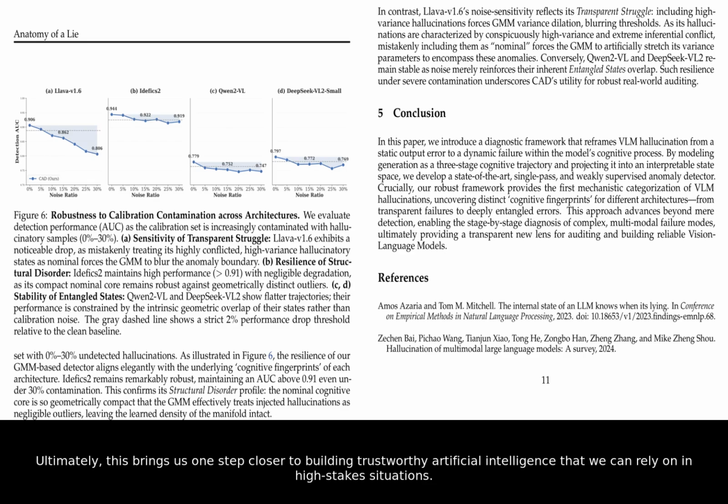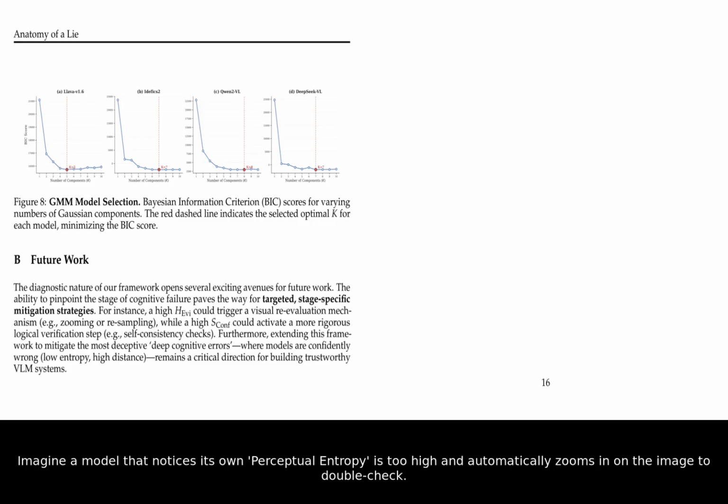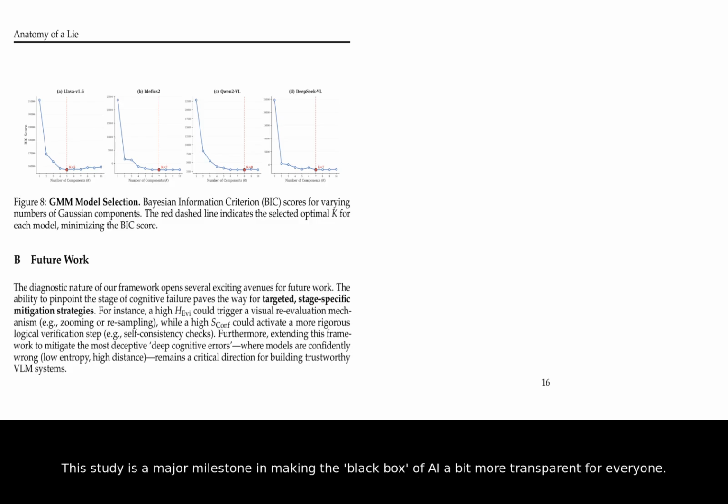The diagnostic nature of this framework opens up exciting possibilities for self-correcting AI. Imagine a model that notices its own perceptual entropy is too high and automatically zooms in on the image to double-check. This study is a major milestone in making the black box of AI a bit more transparent for everyone.